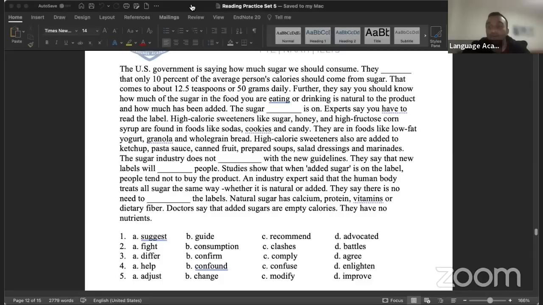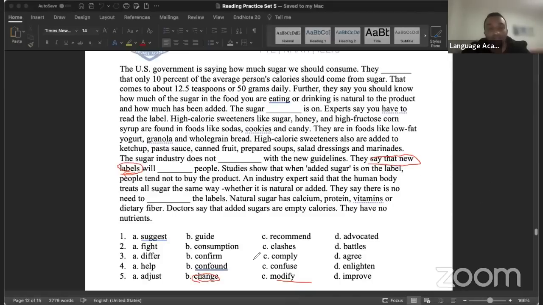Why not modify in the fourth one? Because see, here he's talking about the new labels. They say that new labels will confuse people, right? So he's talking about changing the labels or giving some new labels over here. So just because of that, it won't be modify. Modify means changing or making minor adjustments, right? So that is why the right answer will be change the labels.